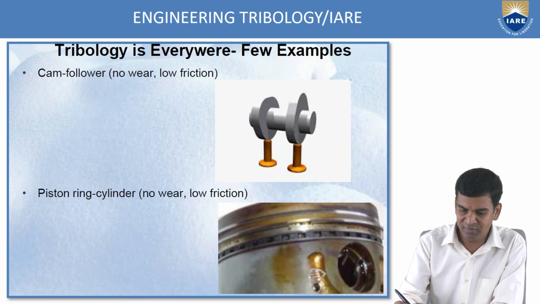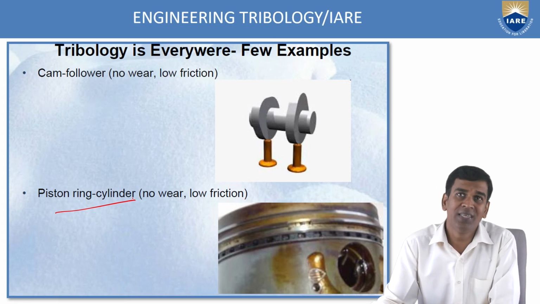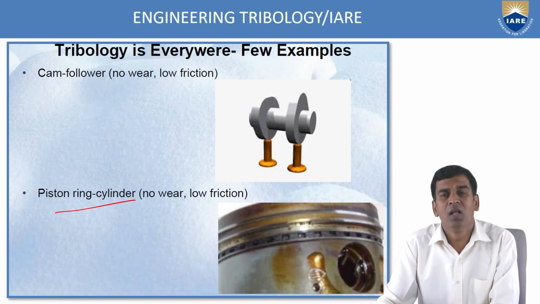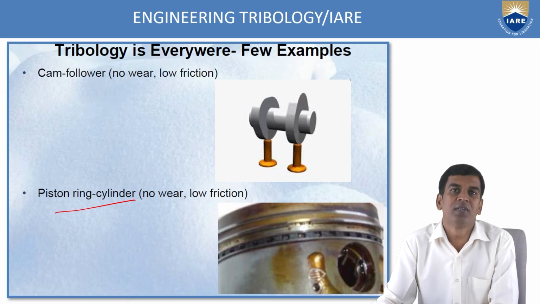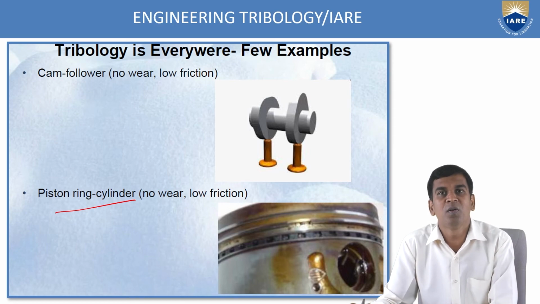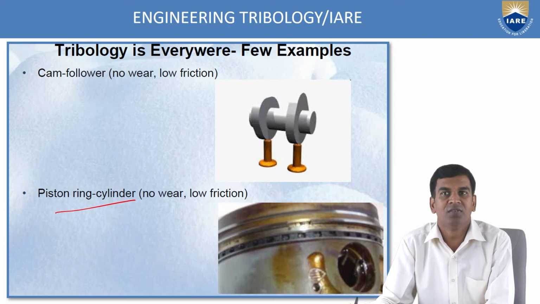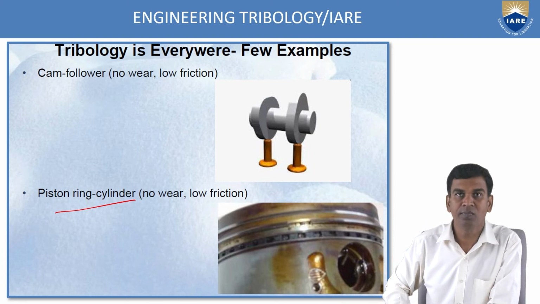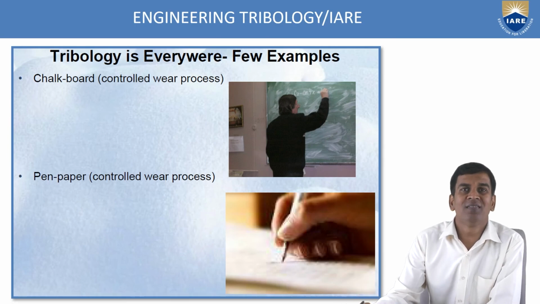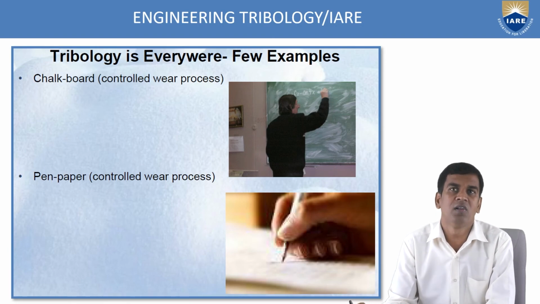We will see one more example. You can see over here the piston ring and the cylinder. Here also you will be having the no wear condition and the low friction condition. These types of examples explain the role of tribology in day-to-day industrial applications. You can see tribological applications in normal day-to-day life also.